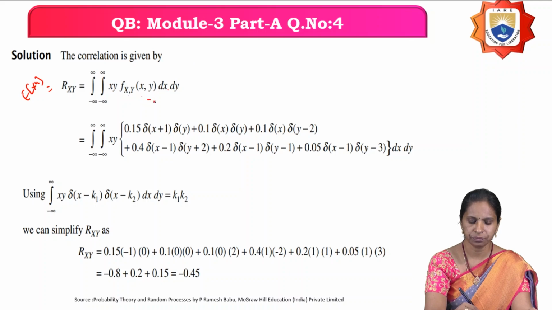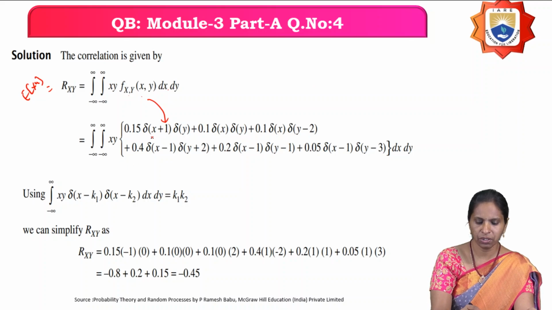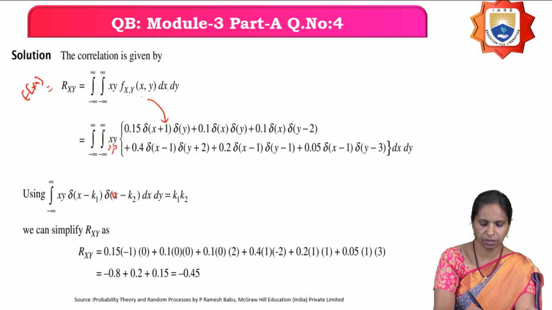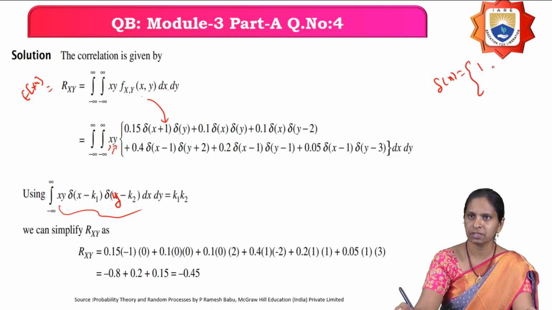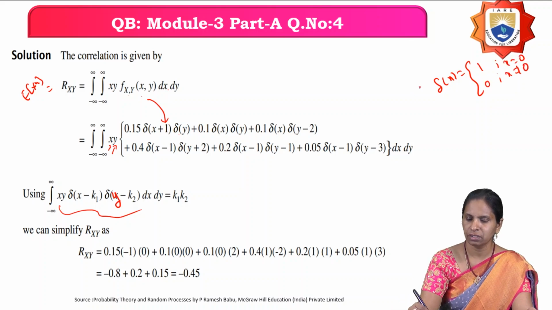Now substitute the given joint density function. Here you have the integral of xy into del of x minus k1 into del of y minus k2. So we generally have x minus k1 and y minus k2. Then what is the impulse function del of x? It is defined as 1 at the origin and 0 elsewhere.